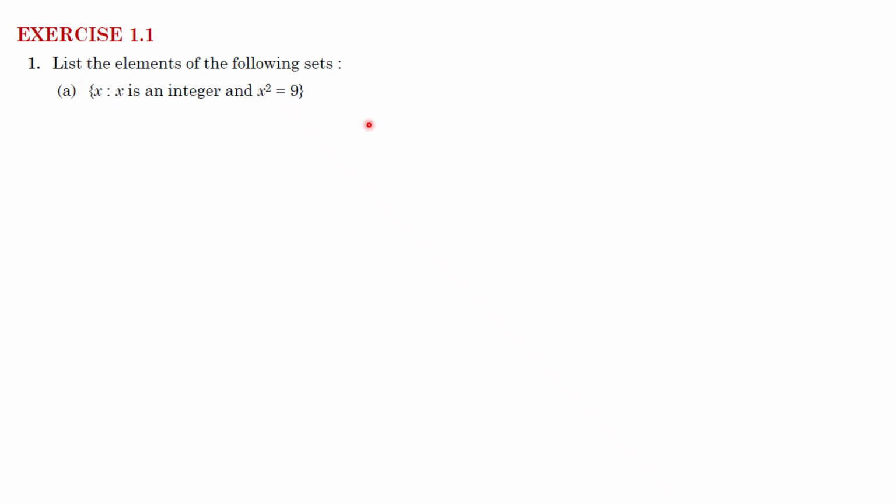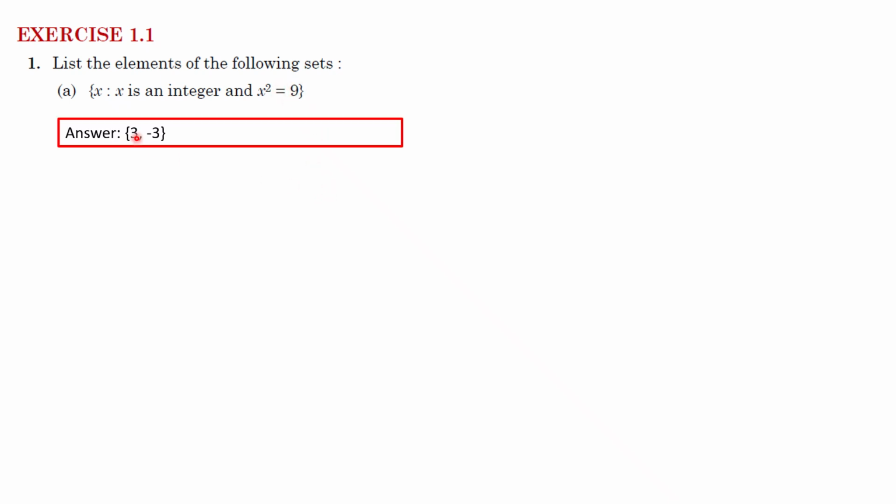The first question is: list the elements of the following sets. The set of all x such that x is an integer and x square equal to 9. Now see, x square equal to 9. For which value of x is it 9? It can be either 3 or minus 3, right? So the answer will be 3 and minus 3, and you have to take both because it is given x is an integer.